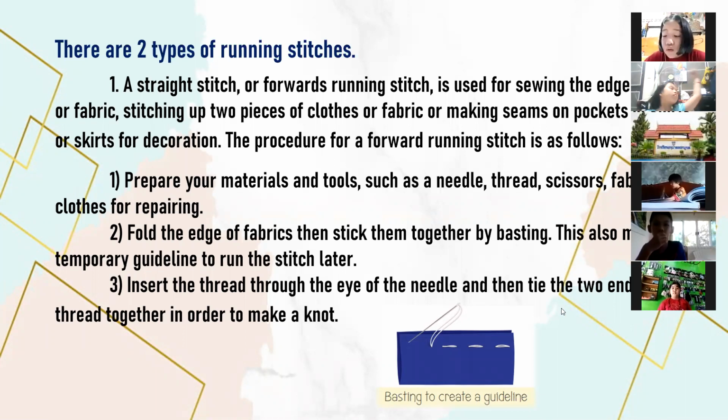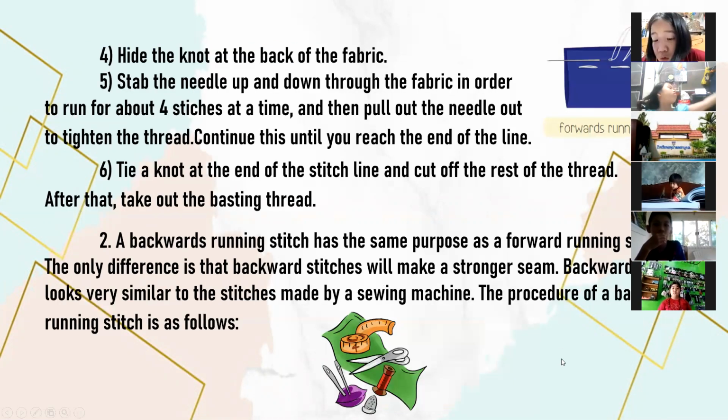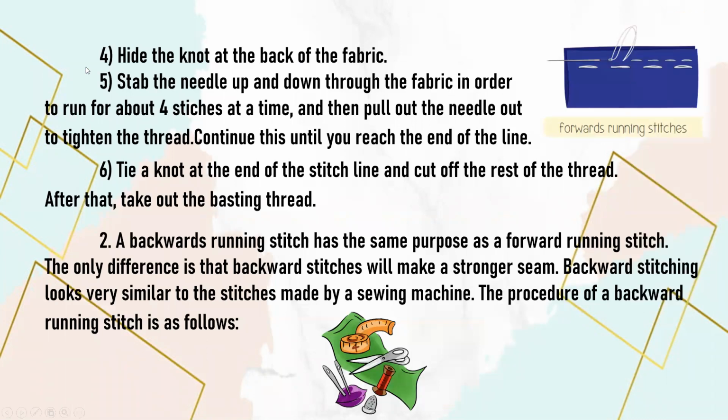All right, now number four. Okay, number four, what we have to do? We have to hide the knot at the back of the fabric. Like we knot already the thread, right? So that one we have to hide it in the back side, not in the front of the cloth.